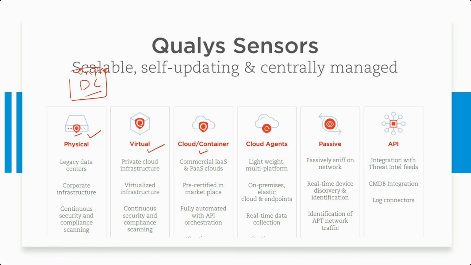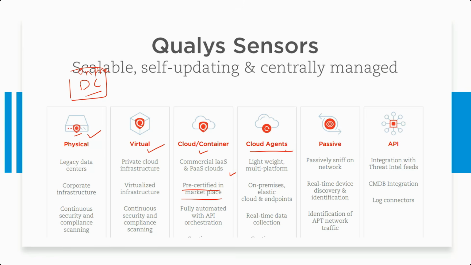We also have cloud connector. That's good for PaaS, platform as a service cloud, or infrastructure as a service infrastructure as well. This comes pre-built in the marketplace, so you can download these connectors from the Azure marketplace or AWS marketplace directly. Next, we have Cloud Agent.